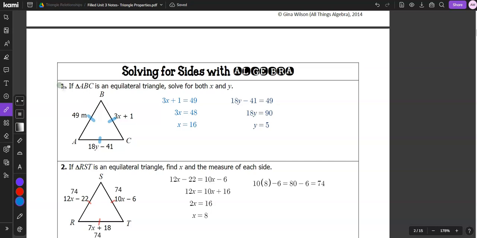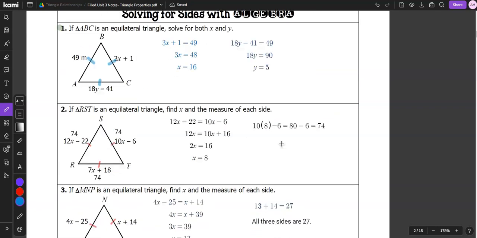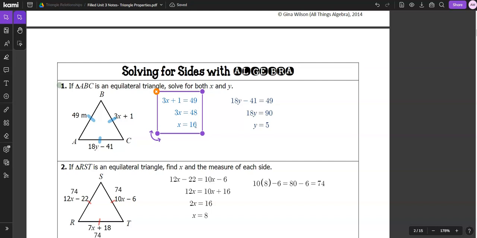Moving right along, in class we did number 1 and number 5 on solving sides with algebra. I do have all of the information for the other 3 problems. So on number 1, it wanted me to solve for both x and y. Since the triangle is equilateral and side AB is 49 meters, that means that side BC and side AC are also both 49 meters. So when we solve for x, we put 3x plus 1 equals 49.